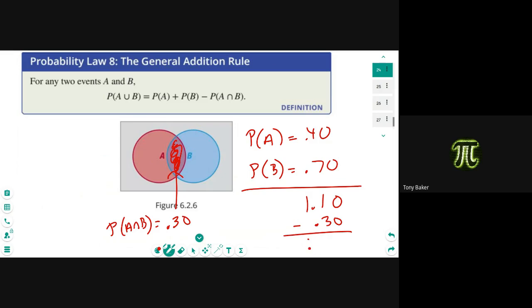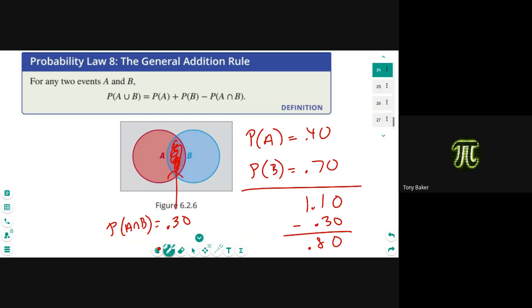So I'd get 0.80. That means now if I added up the A and the B, it'd be 0.80, because that would include both of them, but it wouldn't count that middle part twice. Does that make sense?